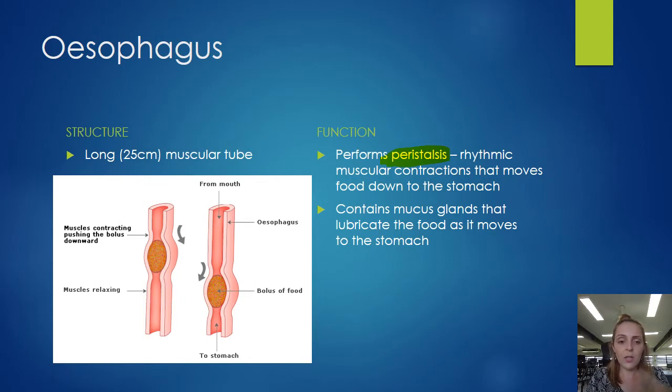You can eat the food and your esophagus will contract and push that food down to the stomach, whether you're upright or upside down. It also has mucus glands in it, and that helps to lubricate the food as it moves down into the stomach, and it makes it much more pleasant for the food to pass down, rather than getting caught up by the friction on your esophagus.